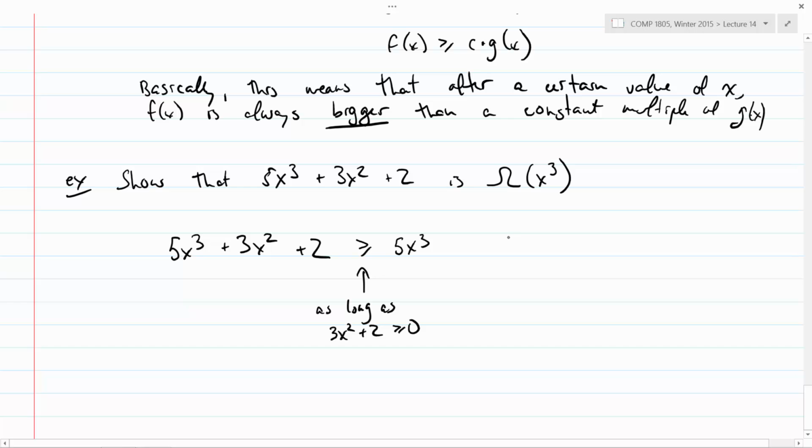So this means I can take c to be 5. And when is it true that 3x squared plus 2 is at least 0? Always. That's always true for any real number x, because this is a parabola that opens upward, and its bottom point is 2 above the x-axis, so it will never dip below. So this is true for all x.